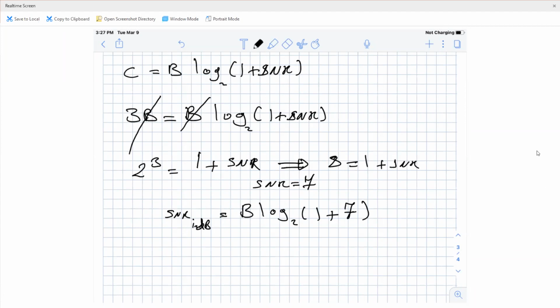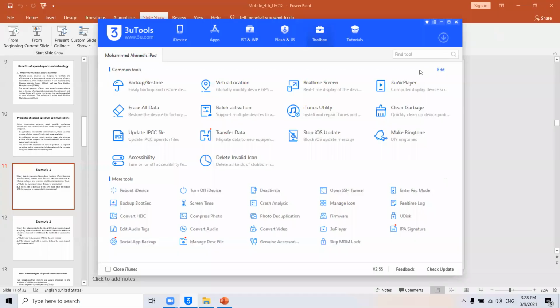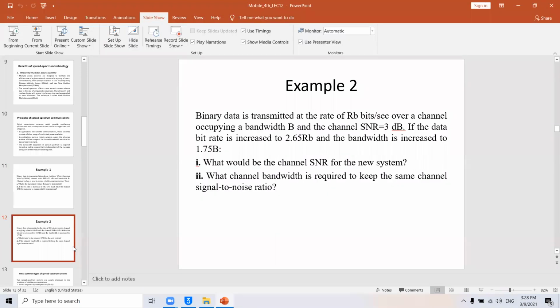Now, let's go to example number 2. In example number 2, again, we need the same formula. I mean, the Shannon-Hartley formula will be used. Binary data is transmitted at a rate of RB bits per second over a channel occupying a bandwidth B, and the channel SNR equals 3 dB.